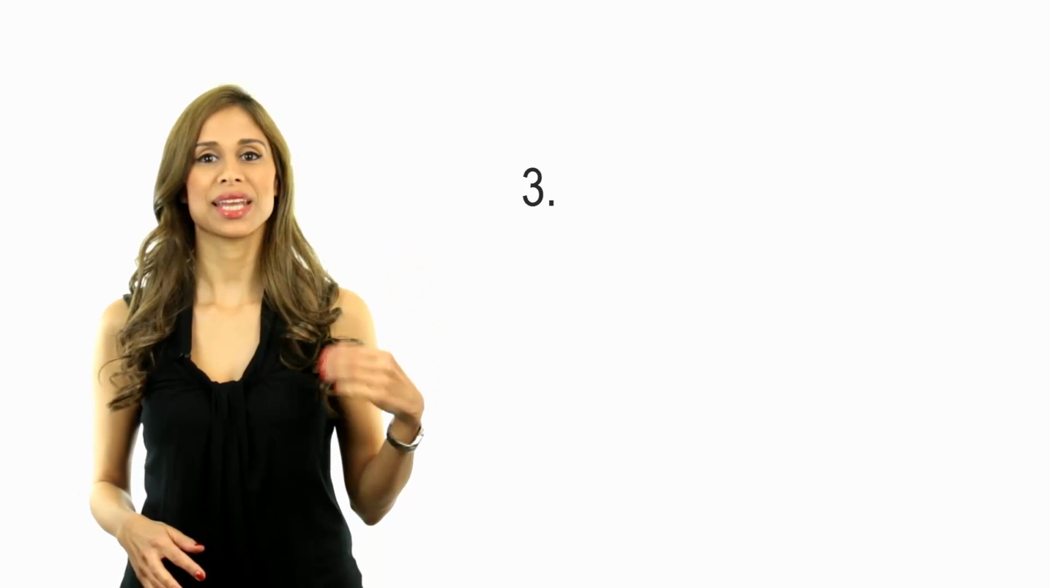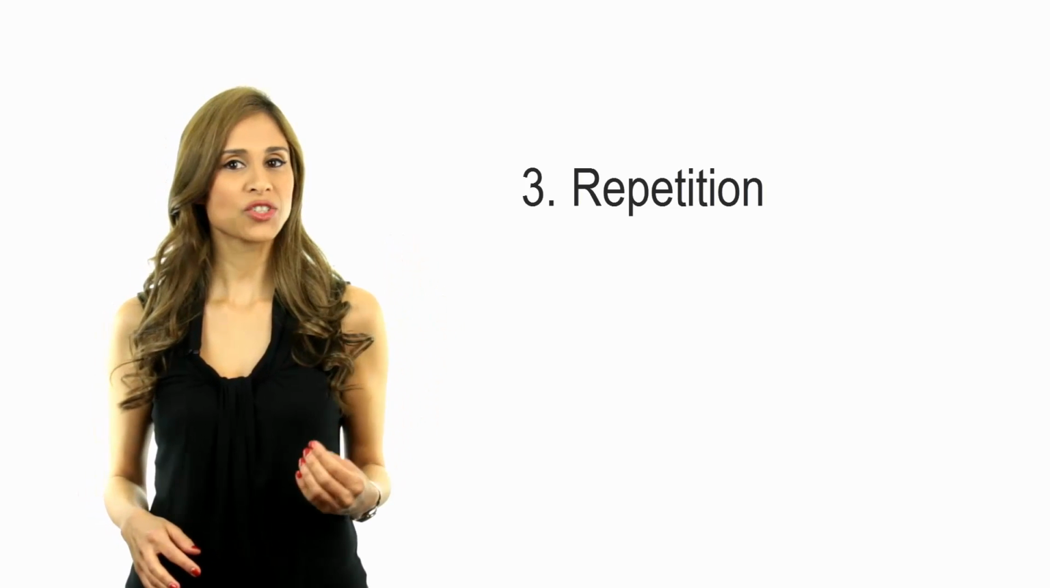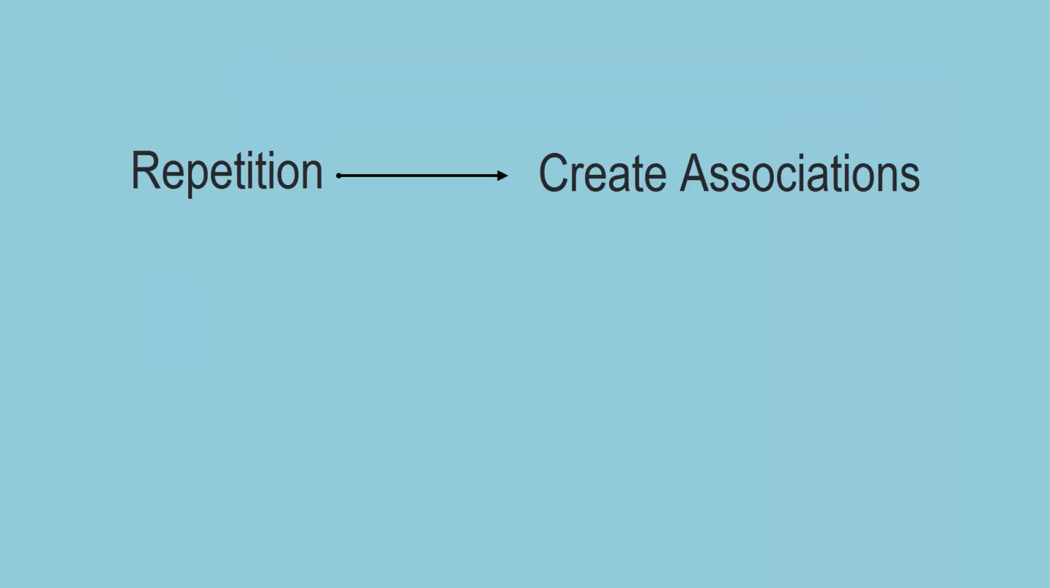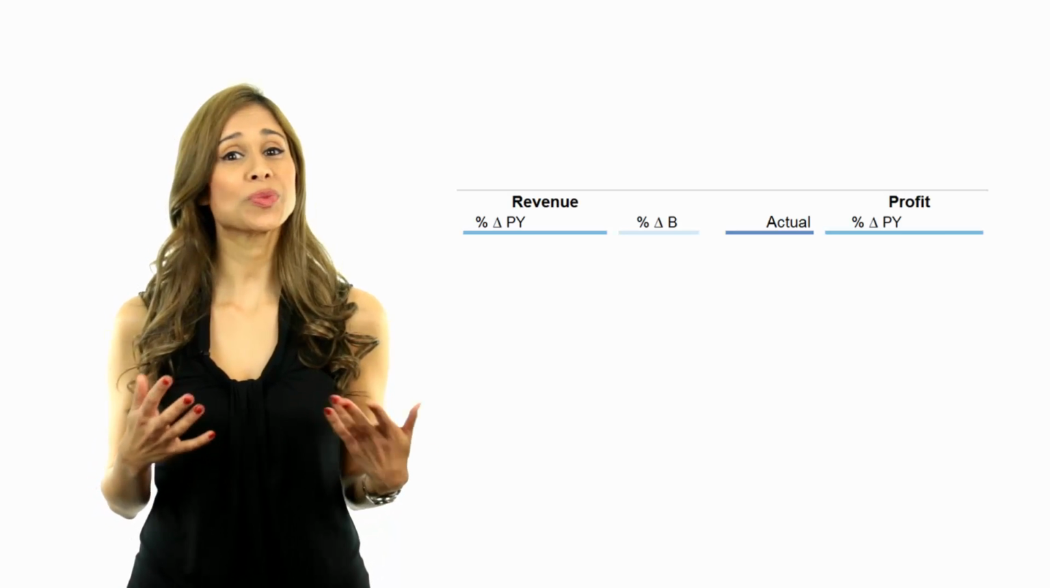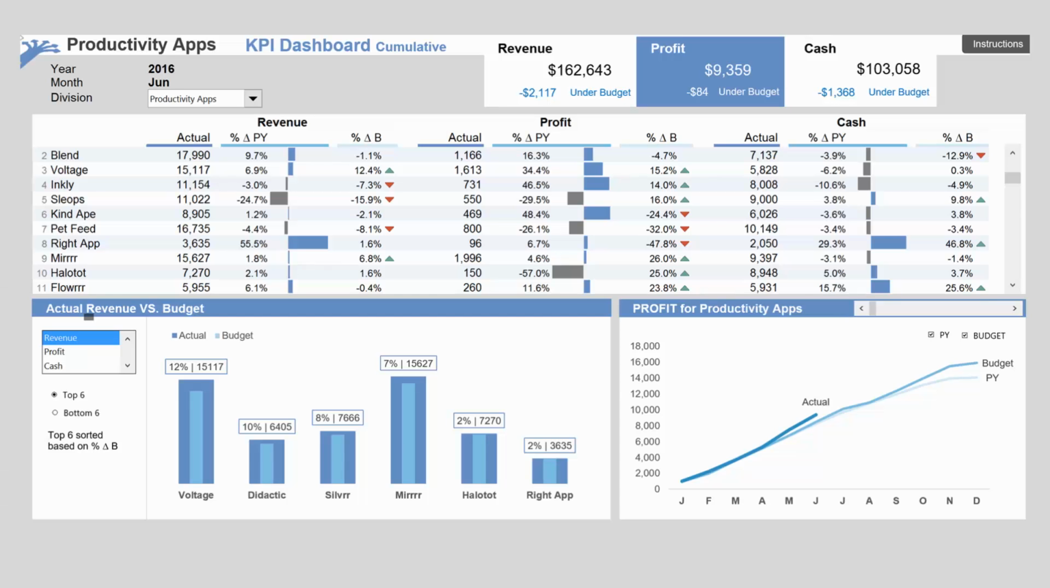Number 3 is repetition. Repetition encourages the brain to draw parallels and create associations. For example, abbreviations should be standardized throughout the report. Color usage should be standardized throughout the report.